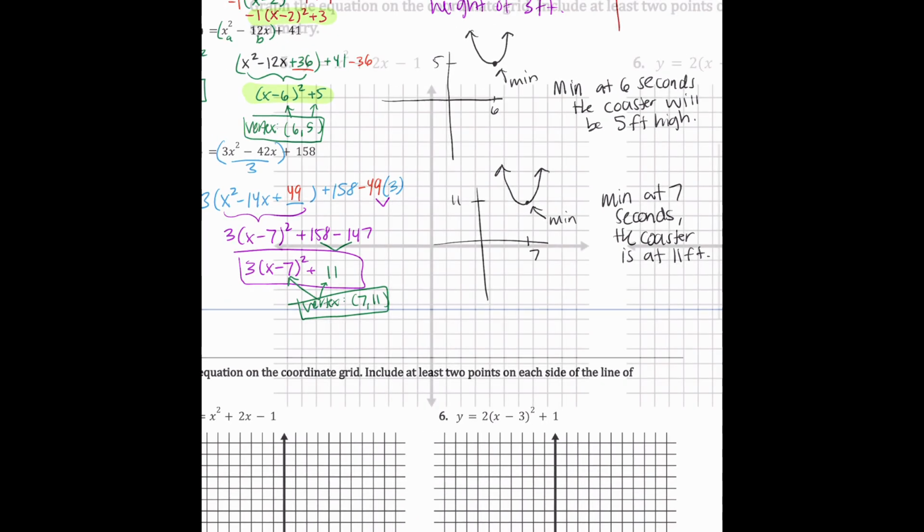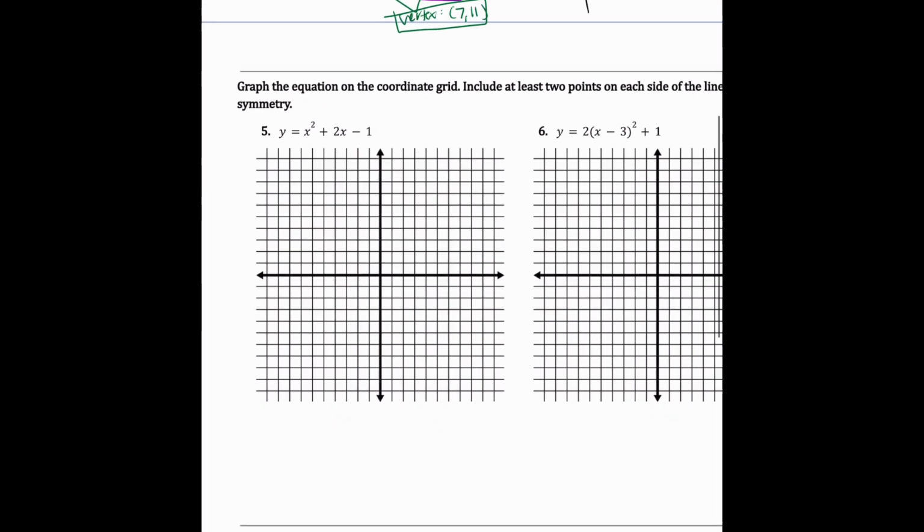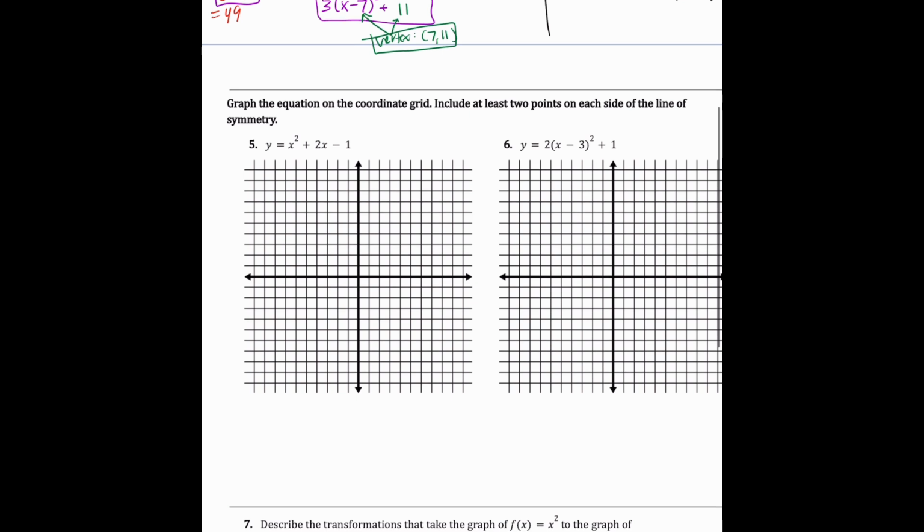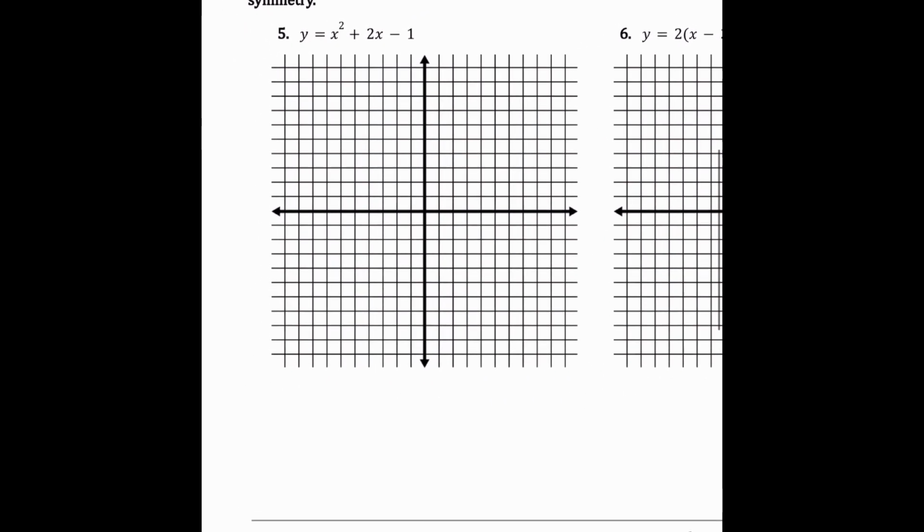Okay, number 5. It says graph the equation on the coordinate grid, include at least 2 points on each side of the line of symmetry. Okay, so here's number 1. I'm going to go ahead and bring down the problem right here. y equals x squared plus 2x minus 1.